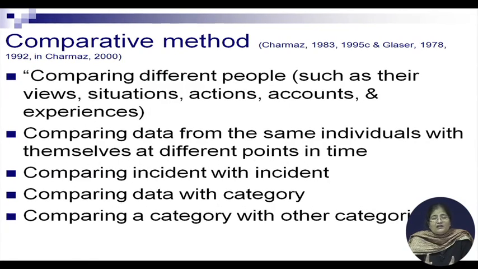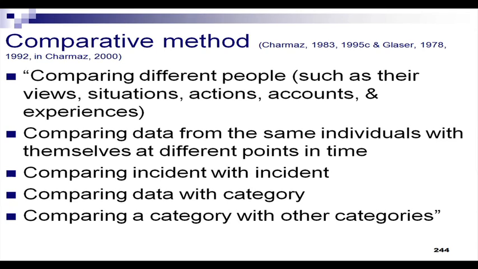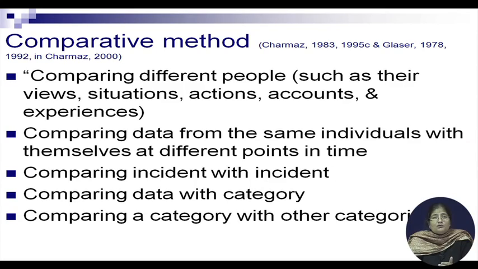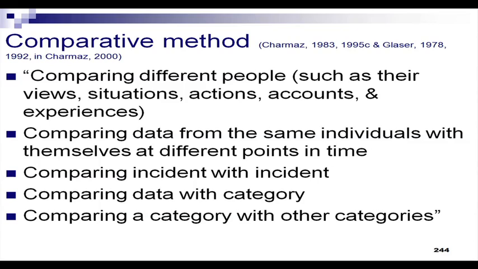So after coding, then we come to the comparative method. Once we have created these codes and categories and we have drawn boundaries around data, then we take these categories and we compare them with each other. The comparative method could include comparing different people, comparing data from the same individuals with themselves at different points in time, comparing incident with incident, comparing data with category, comparing a category with other categories, etc. So that is the next stage. We take categories and we compare them.